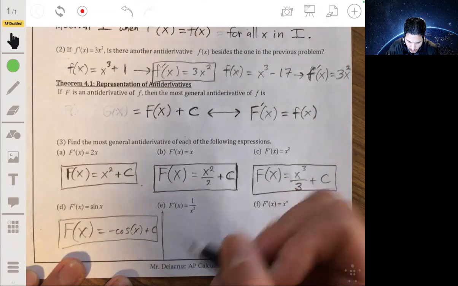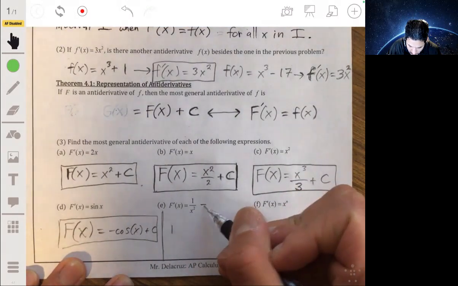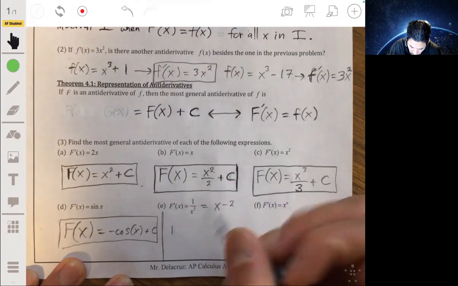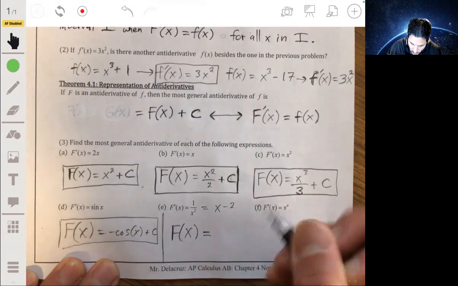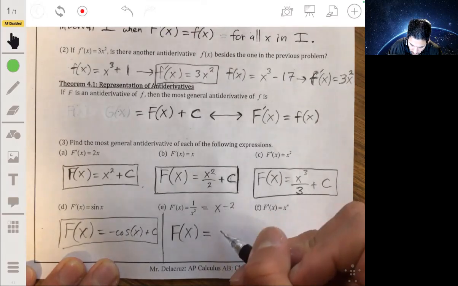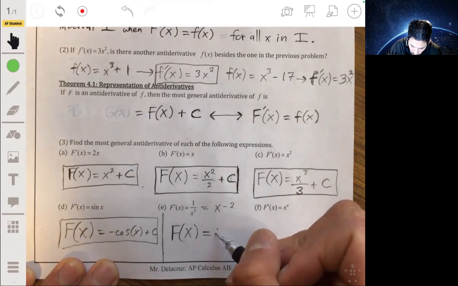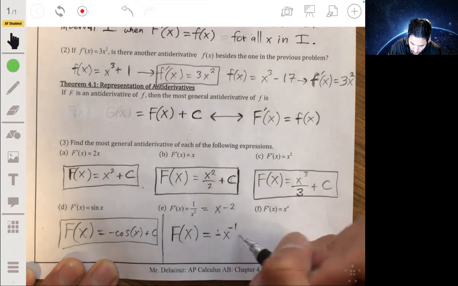And then for E, this is the same as X to the negative 2. So then the antiderivative would be equal to negative X to the negative 1 plus C.